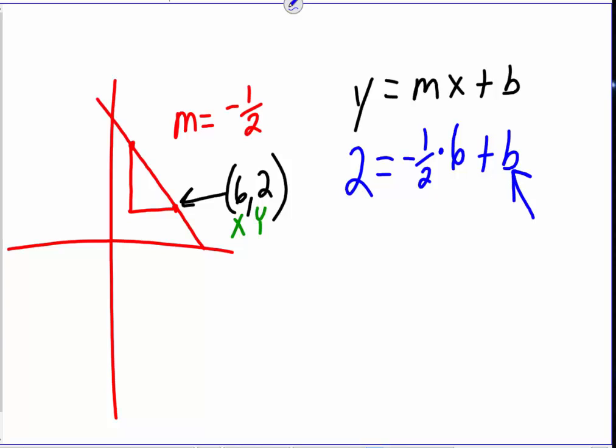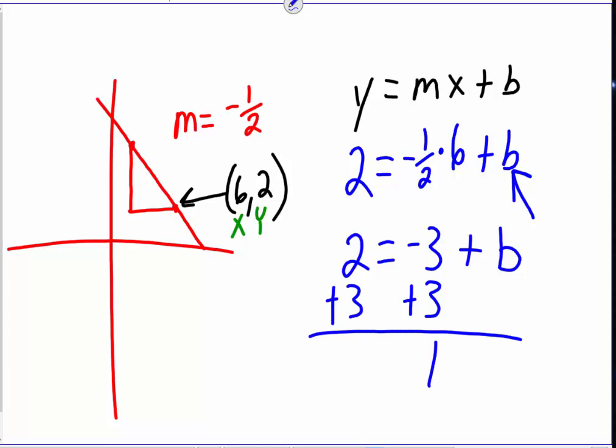So let's see, we go negative 1/2 times 6. That's the same as dividing by a negative 2. So 2 equals negative 1/2 times 6, which is going to be a negative 3, plus b. And then to get rid of the negative 3, or to move it to the other side, we have to go plus 3. b equals 5.